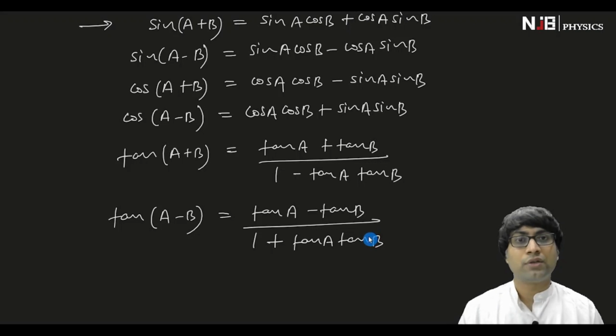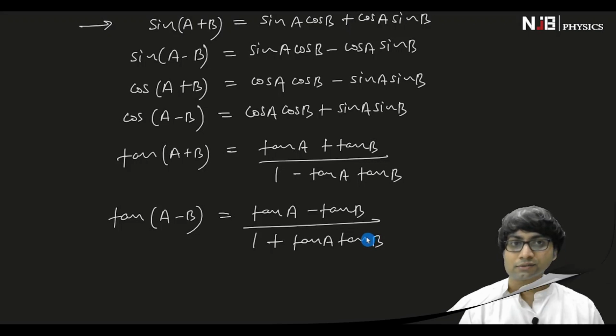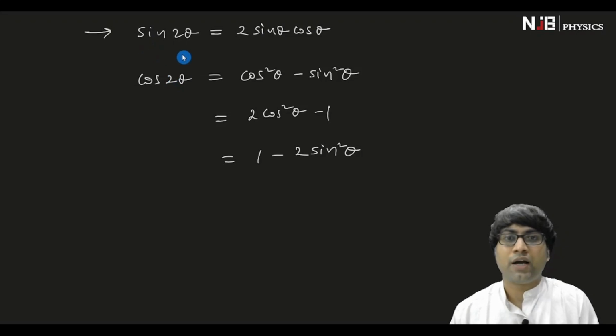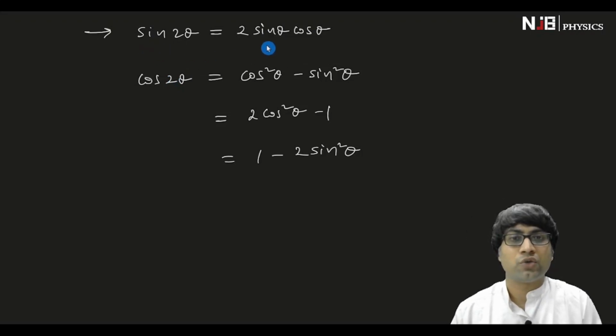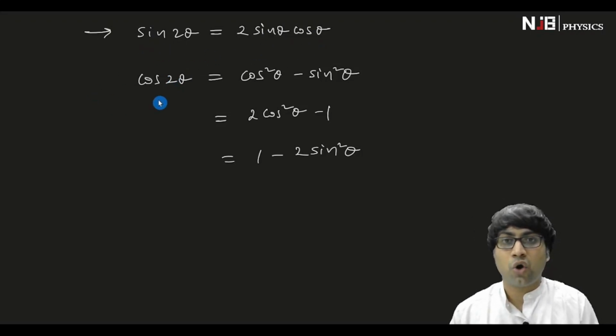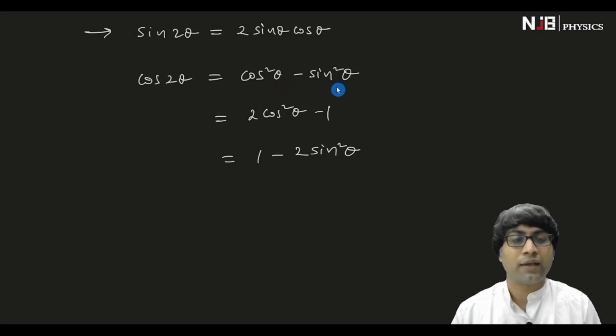Let us now talk about the third set of trigonometric identities. In this set, sine 2 theta is equal to 2 sine theta cos theta, and cos 2 theta is equal to cos square theta minus sine square theta. In fact, cos 2 theta is going to have three different forms. We can write it in terms of sine square theta only, then it becomes 1 minus 2 sine square theta, and if we convert this sine square theta in terms of cos square theta, then it is going to become 2 cos square theta minus 1.